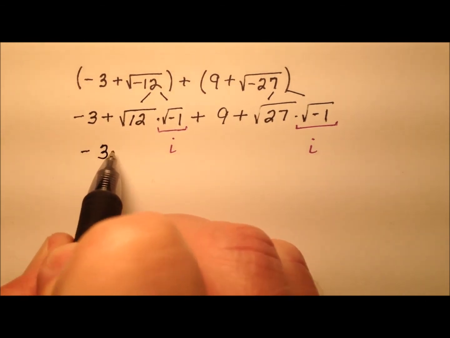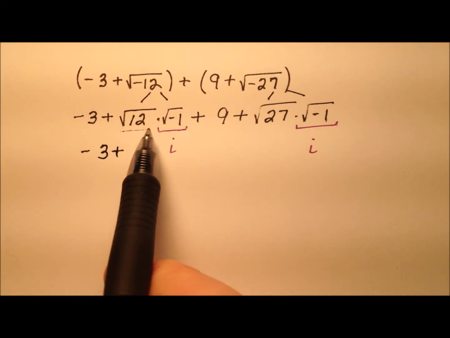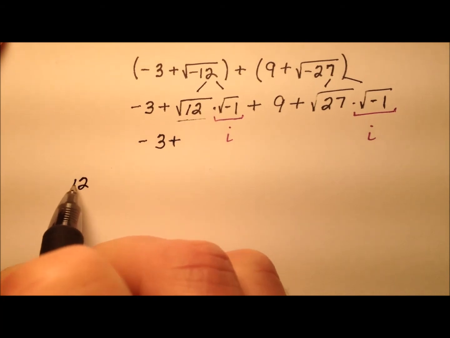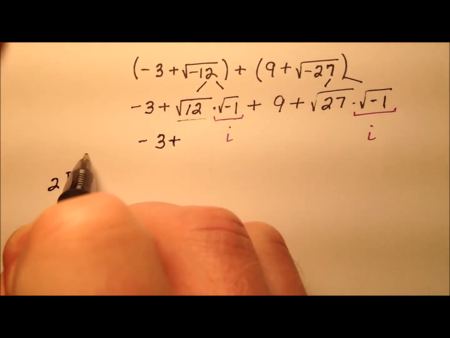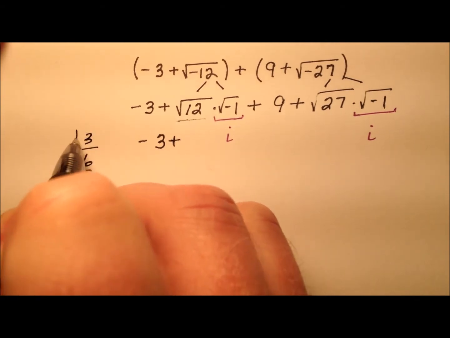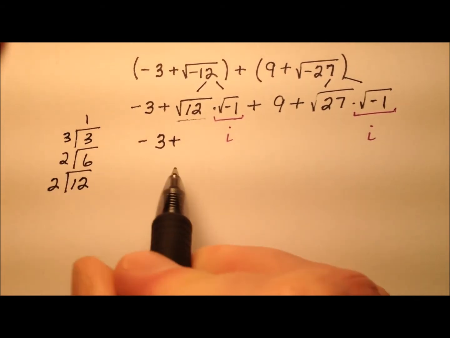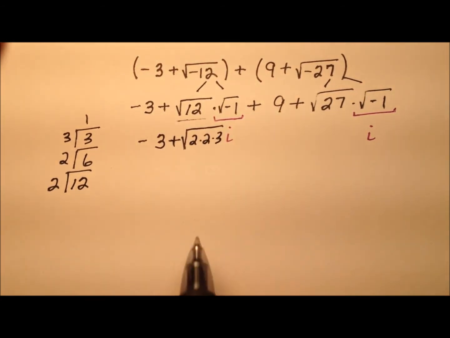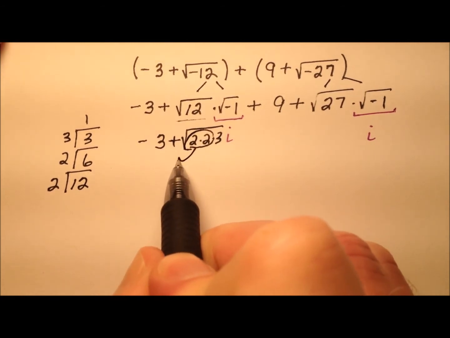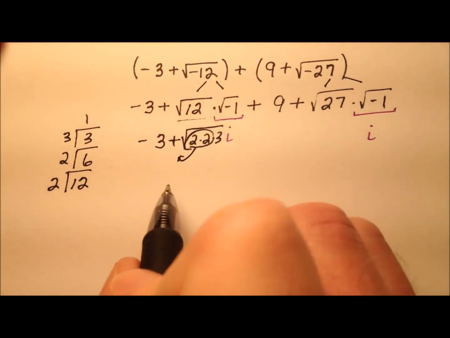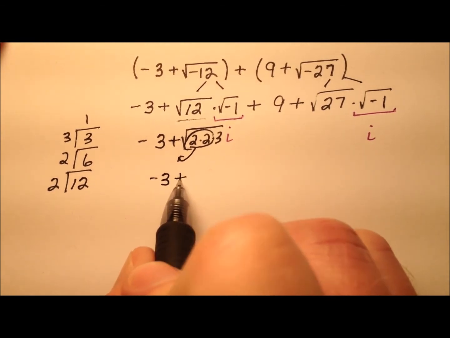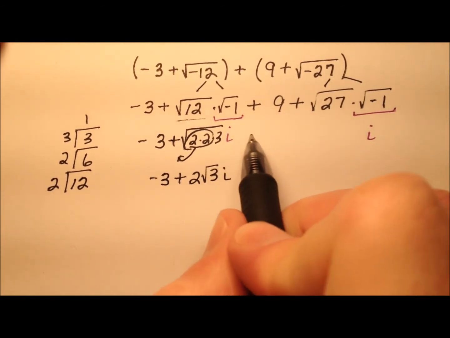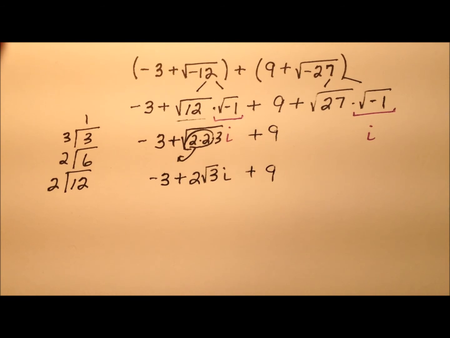So negative 3 plus, okay, so let's go ahead and tackle this square root of 12. In order to simplify this radical, I'm going to find its prime factorization. So the prime factorization of 12 looks like it'll be 2 times 2 times 3. And of course, here's a pair of 2's that I can pull out, because 2 times 2 is 4, and that's a perfect square. So positive 3 plus, we have 2 radical 3i. Okay, and then of course this plus 9 just kind of keeps coming down for the ride.